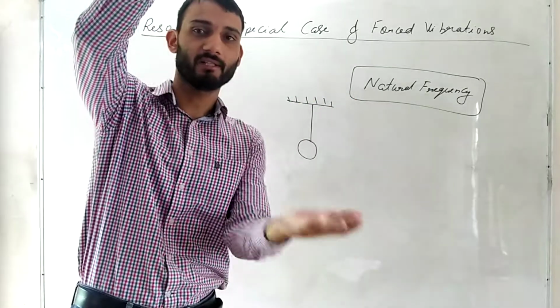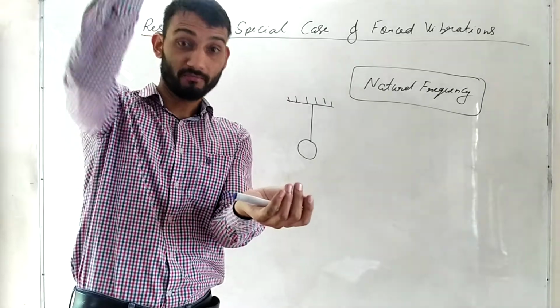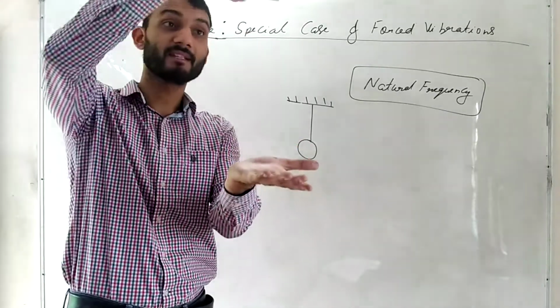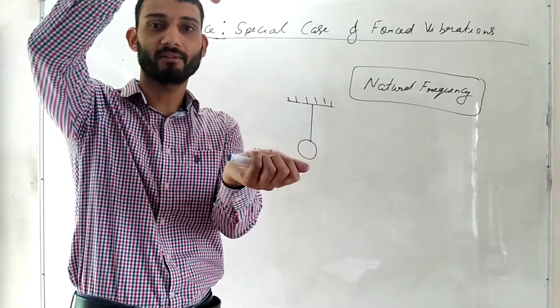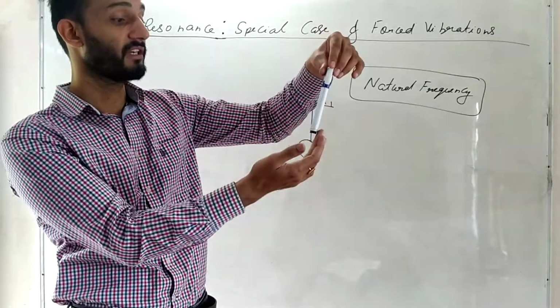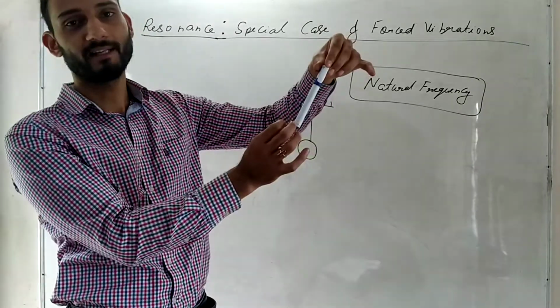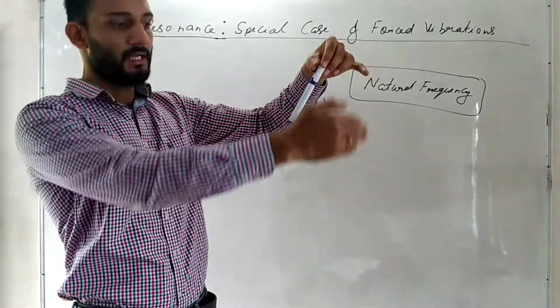Like I took this marker and I released it. When I release it, what will happen? I'm not throwing it downwards, I'm just releasing it. It will fall under the effect of gravity itself. In a similar way, when you displace the bob from its mean position and release it, you're not applying any force, you're just releasing it.